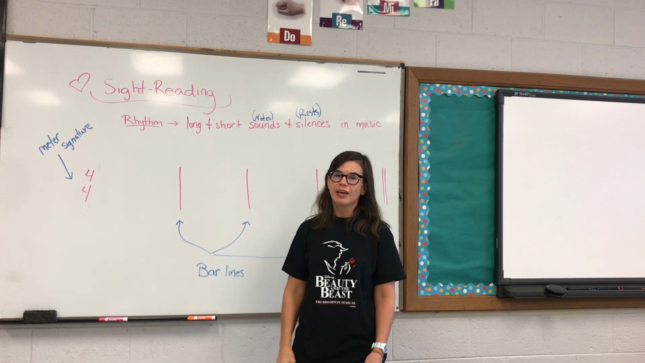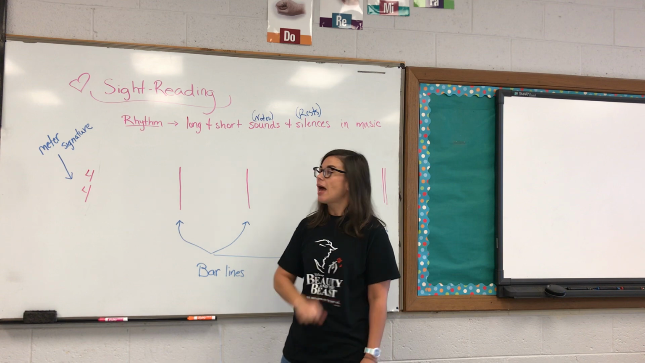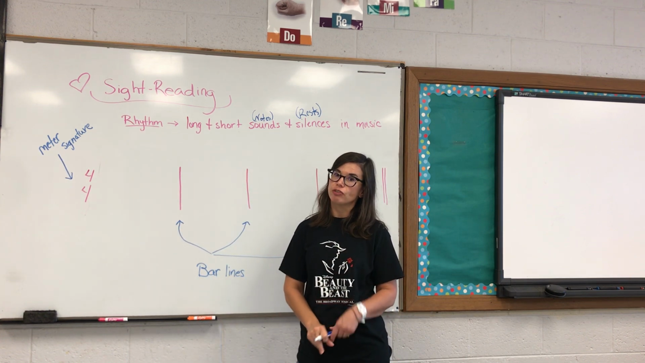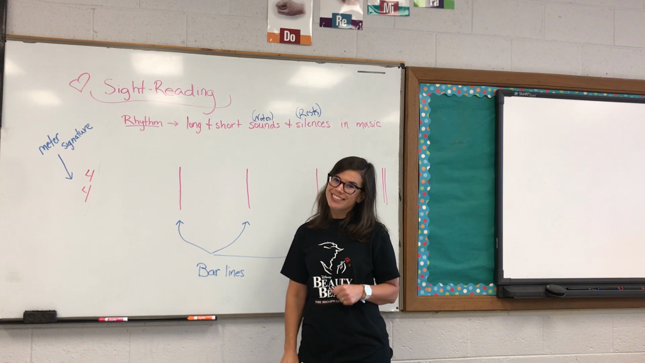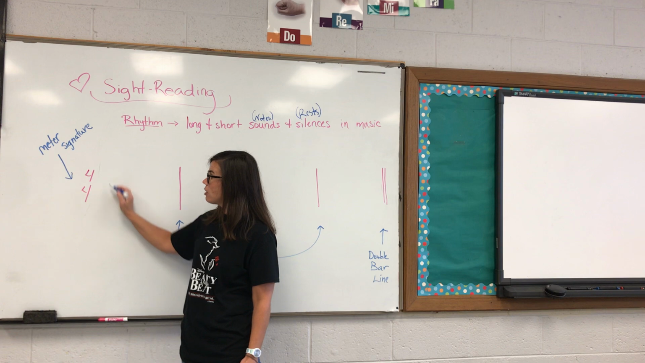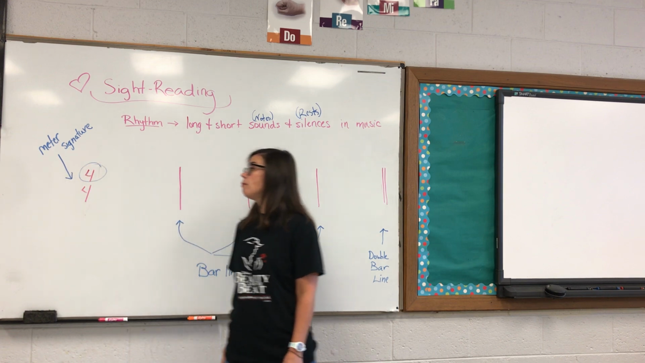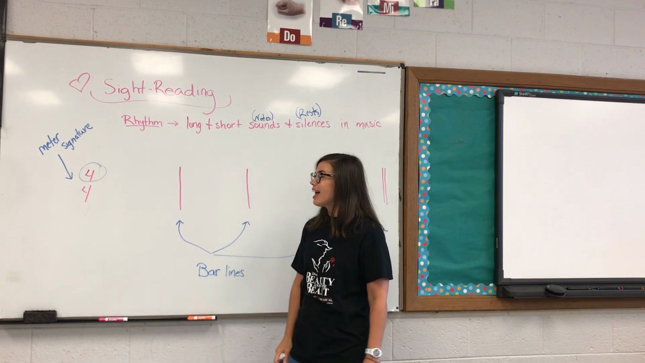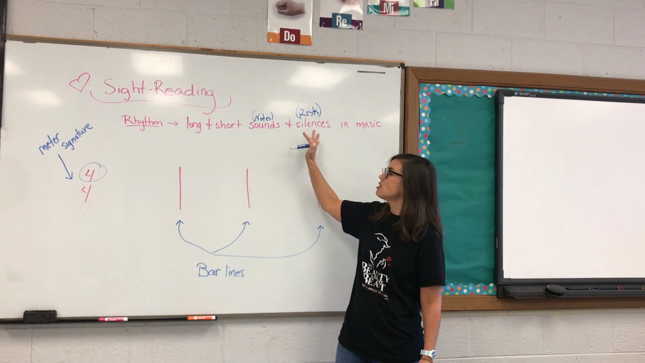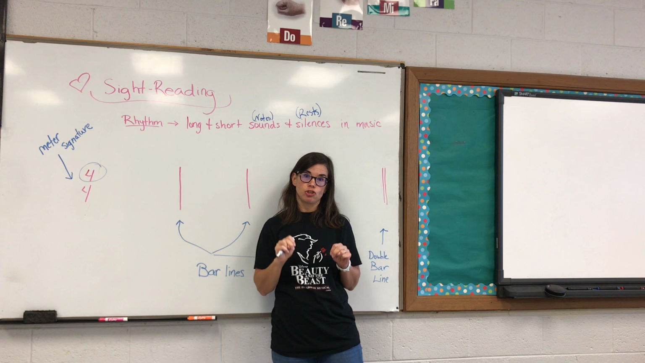Meter signature: what that does is it tells us how many beats are in every measure, and I'm going to tell you what a measure is. You will need to know this for singing, for following along in music. Okay, so a meter signature, by the way, we look at that top number. That is a 4. That tells us that we can have 4 beats of sounds and silences in every measure.